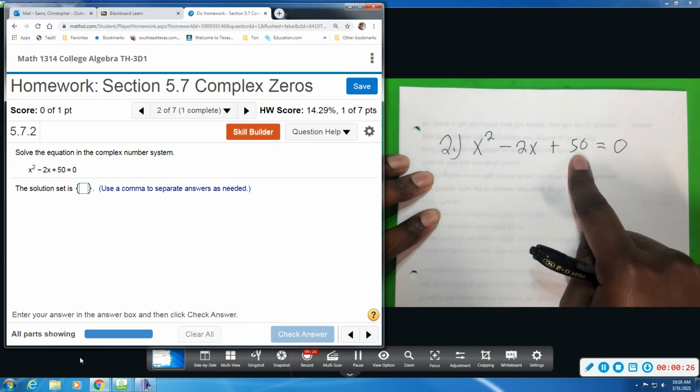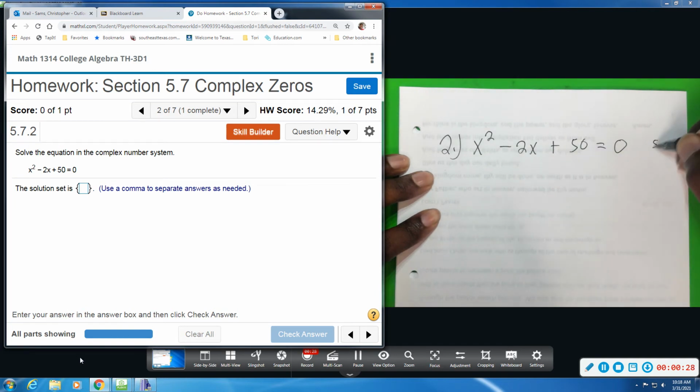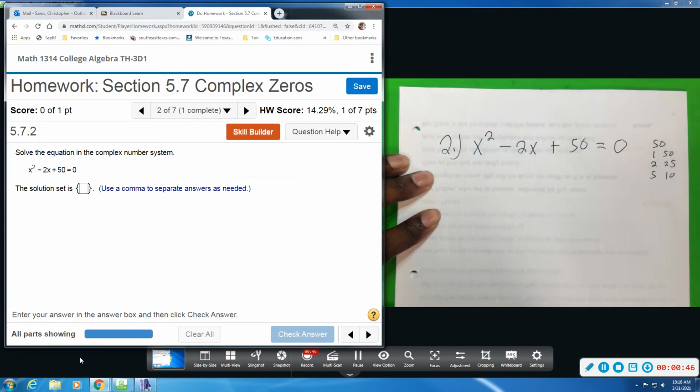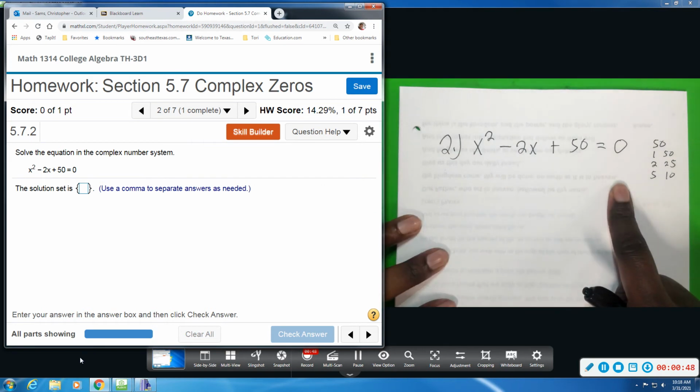So factors of 50 will be 1 and 50, 2 and 25, 5 and 10, and I don't think we get any other factors of 50. And we would have to add to get 2, and none of these will add to be 2. So we're going to do the quadratic formula.